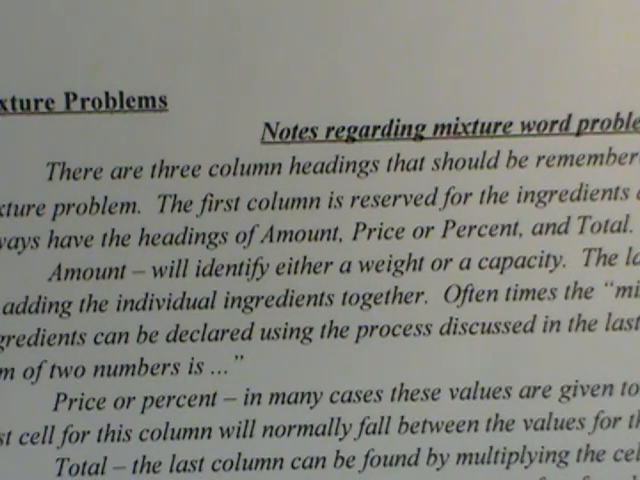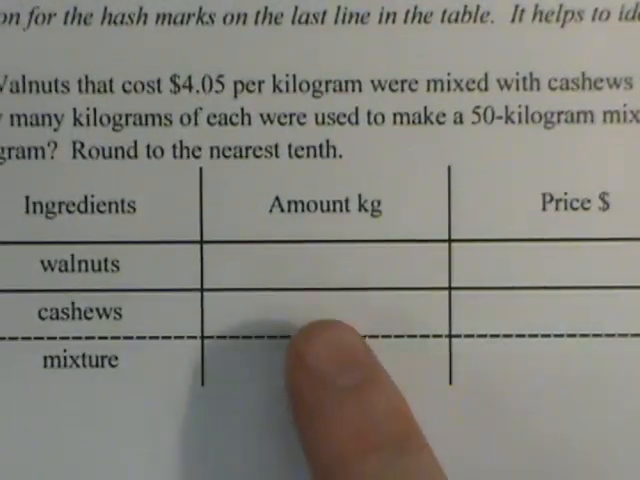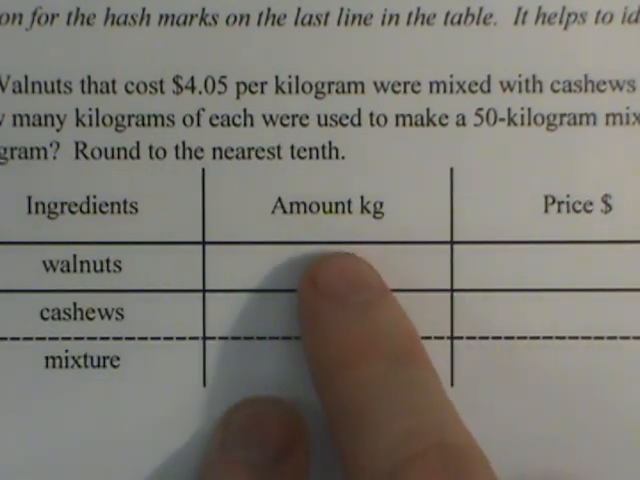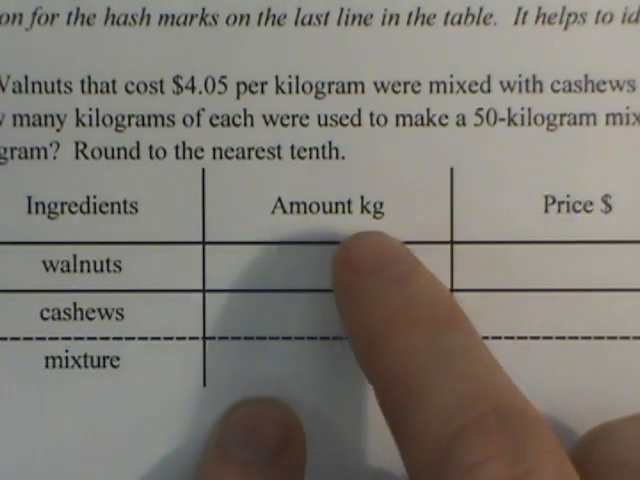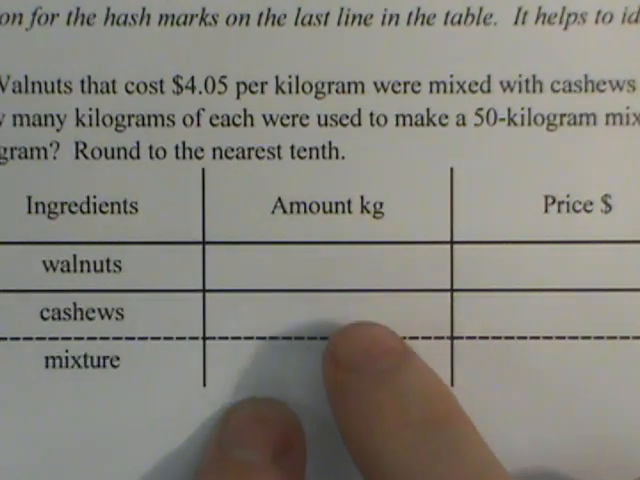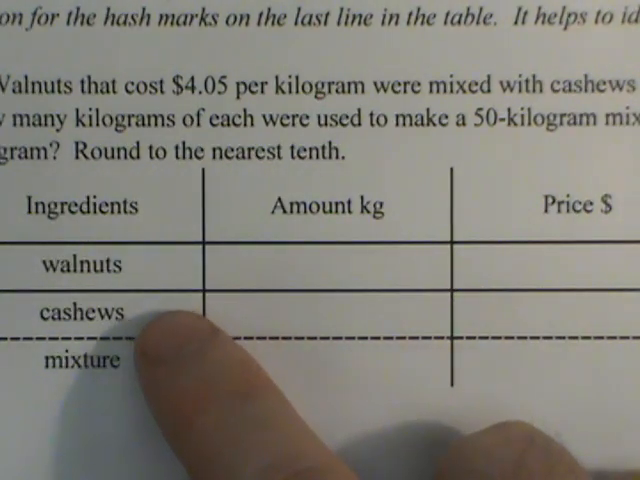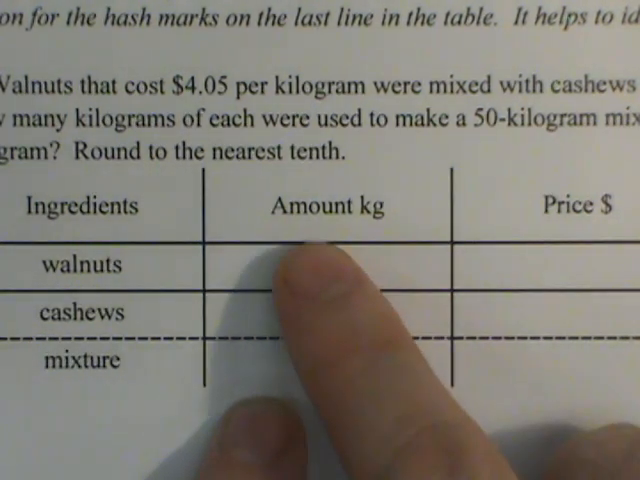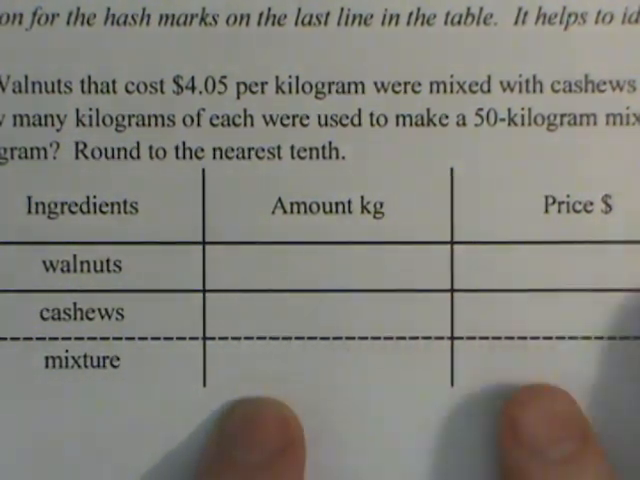Oftentimes the mixture cell will be given and the ingredients can be declared using the process discussed in the last section using the concept of the sum of 2 numbers. We're talking about right here. You oftentimes will be given this mixture. Like if I say that this is 50 kilograms, you break this down into X and 50 minus X. Every once in a while you'll be given the actual values here. Maybe I say there's 50 kilograms of walnuts and 100 kilograms of cashews, so 50 and 100 would be 150 for the mixture. Just remember that this column is always an adding column to go up and down.